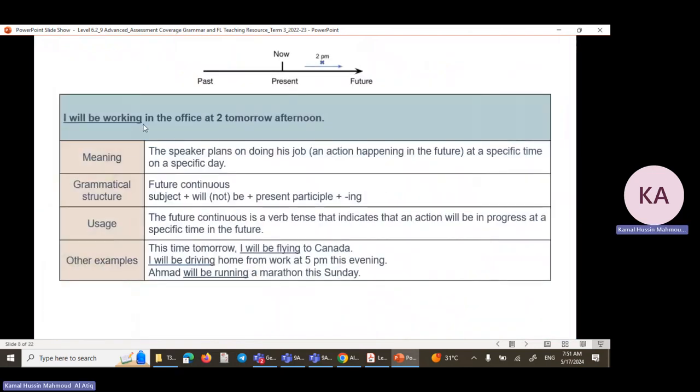For example, I will be working in the office at 2 afternoon. They should have to use will be plus verb-ing with tomorrow. Will be flying, will be driving, will be running. They will have, for example, space, and they will have 3 answers. For example, will be working, will be work, will be working. Students should choose will be working.